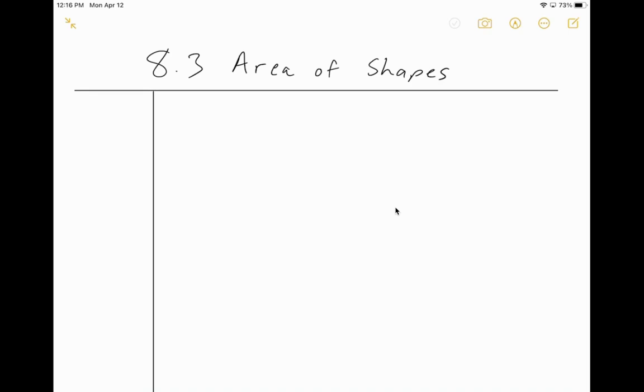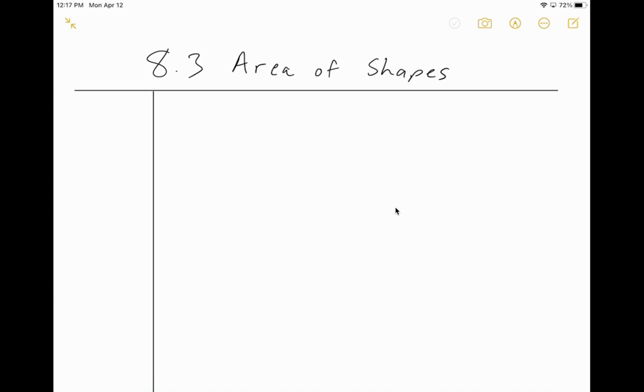All right, so today we're going to talk about area of basic shapes, with the goal of later being able to put those shapes together to make composite figures. Like I said, a composite figure, which is what 8.3 is really about, is just a combination of shapes. So if you think about when someone draws a house, like a little picture of a house, it's like a rectangle with a triangle on top.